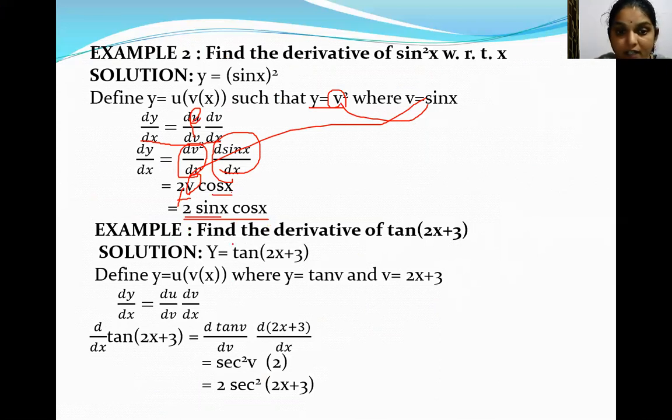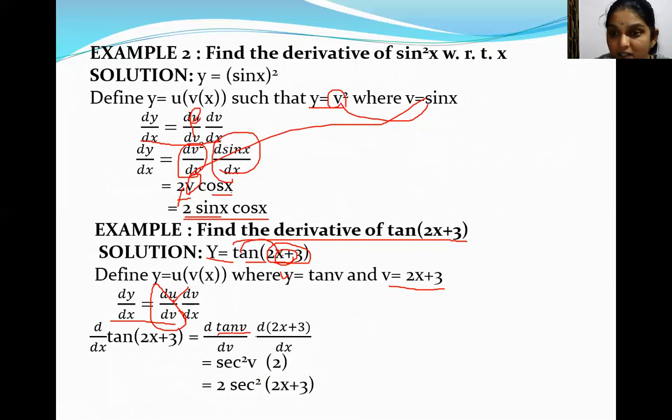Next, find the derivative of tan of 2x plus 3. Y is equal to tan operating on 2x plus 3. You will call this innermost function 2x plus 3 as phi. If you call this phi, what remains? It becomes tan phi. I will call that u. U is tan phi. Then dy by dx is du by d phi into d phi by dx. D by d phi operating on u. What is our u? Our u is tan phi. So tan phi into d by dx of 2x plus 3.